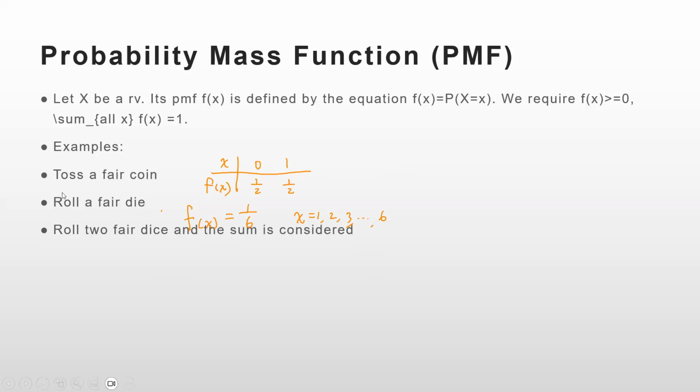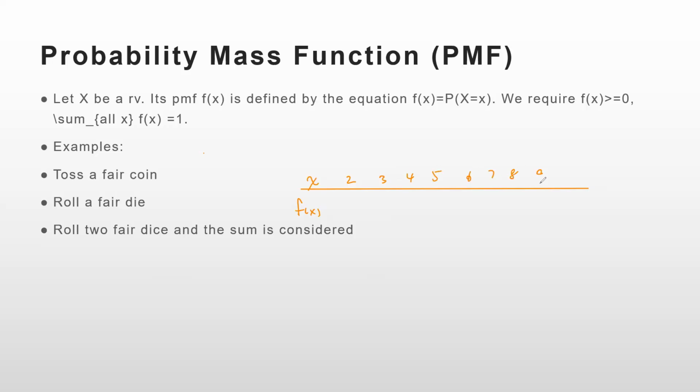Move on to the next one. Let's say we roll 2 fair dice and the sum is considered. We talked about the sample space, which is 2 to 12. So let's list all these outcomes and then we try to get the probabilities. You have x, you have f of x. X could be 2, 3, 4, 5, 6, 7, 8, 9, 10, 11, and then 12.